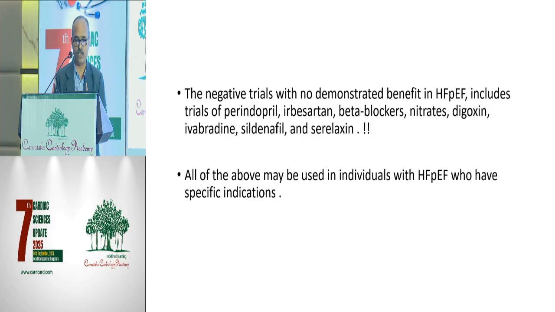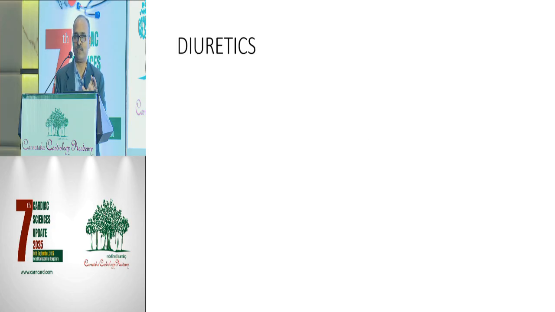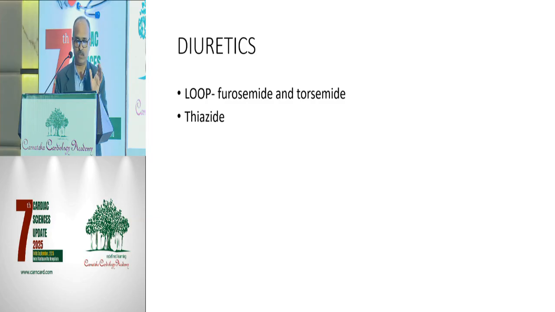There are many negative trials which did not show benefit in heart failure with preserved ejection fraction. They include perindopril, irbesartan, beta blockers, nitrates, digoxin, ivabradine, sildenafil and serelaxin. So if you are considering using any of these molecules, they will not be beneficial from the heart failure point of view. They may be helpful in managing blood pressure or rhythm, such as atrial fibrillation. So if there are specific indications, use them. Otherwise, these molecules will not help in managing heart failure symptoms or reducing the disease burden.